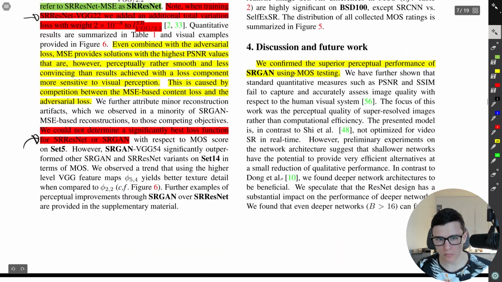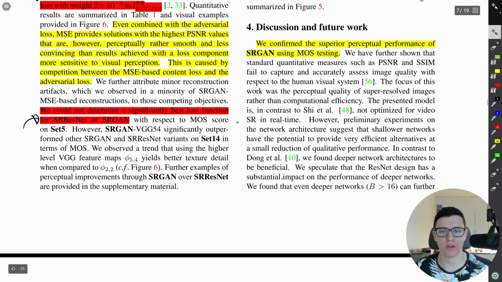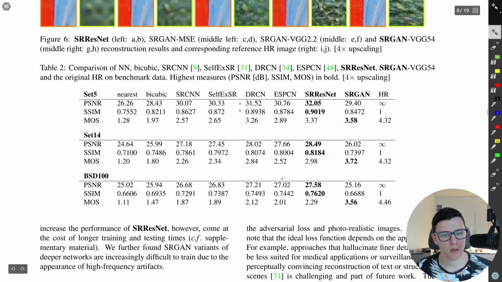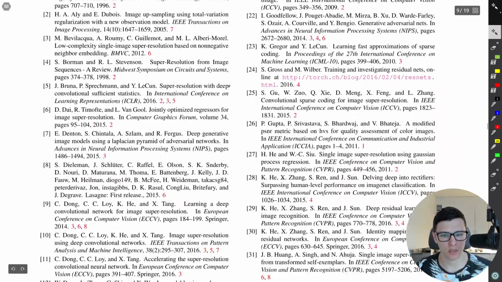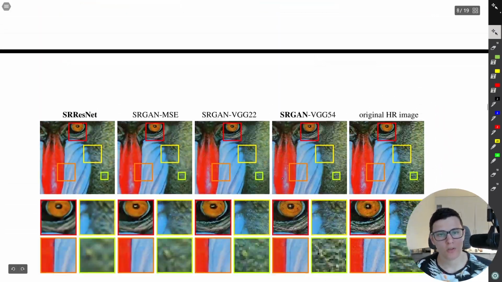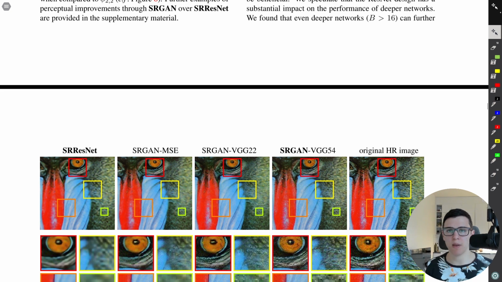Also, yeah, I think that's pretty much it, honestly. They showed the superior perceptual performance of SRGAN using MOS testing. So basically all of the 26 raters came to the conclusion that SRGAN is closest to the actual high quality images. And let me see if there was anything else. No. So those were sort of all the details of this paper.